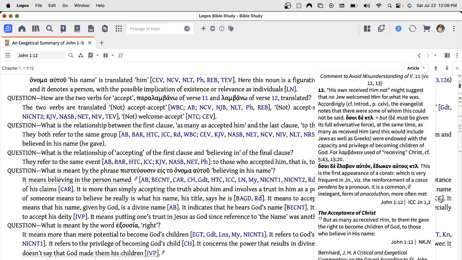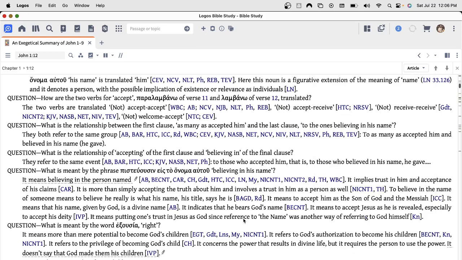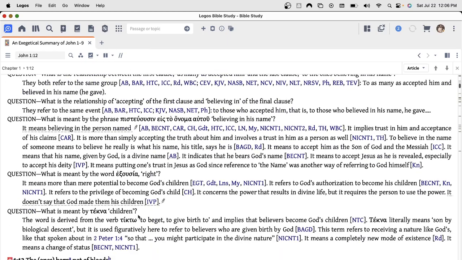The ICC is the International Critical Commentary. The IVP is the InterVarsity Press Commentary. What is meant by the word exousia? I think it would be authority in the King James. What is meant by children?